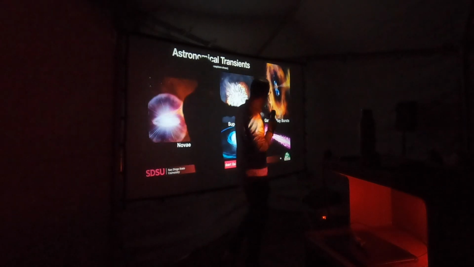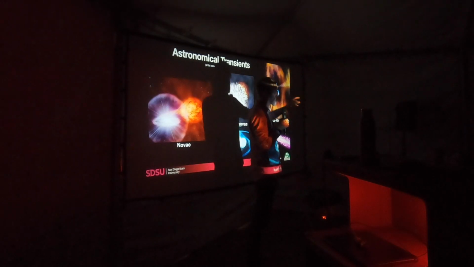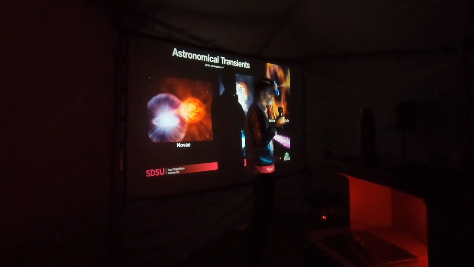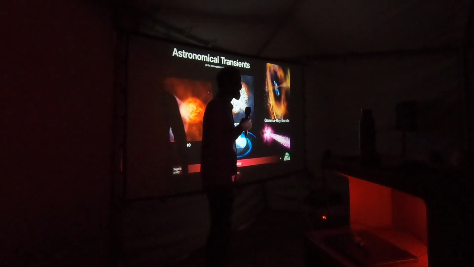There's another type of gamma ray burst, where we have two neutron stars that merge. Those are less than 2 seconds. The burst is less than 2 seconds.